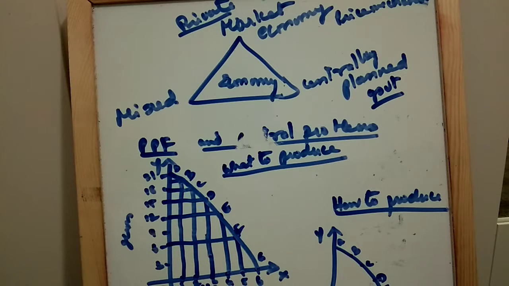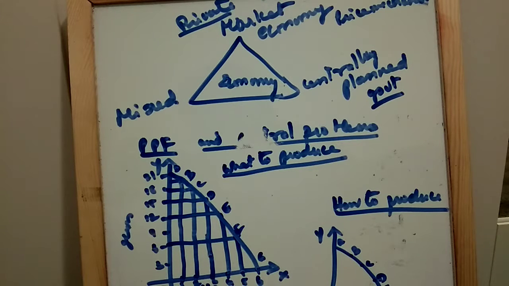price mechanism. What to produce is decided by price mechanism, whereas in centrally planned economy, it's decided by the government. And production, consumption and investment are made independently in the market economy. In centrally planned economy, it's decided by the government. Then in market economy, government does not play any role, whereas in centrally planned economy, government plays the complete role.